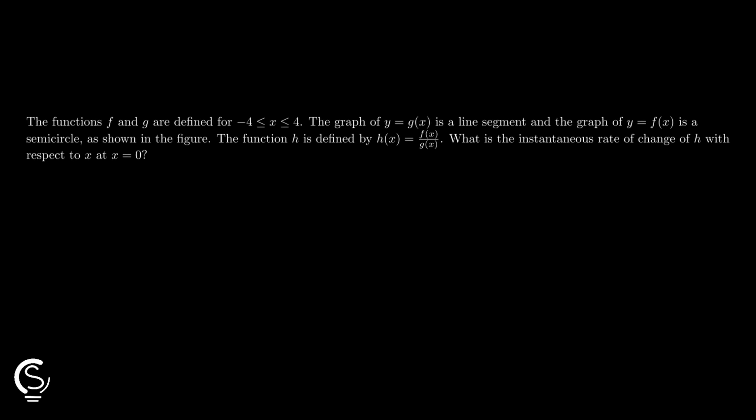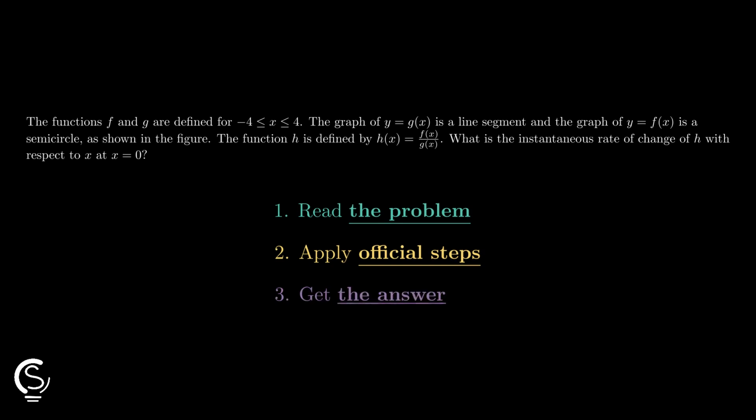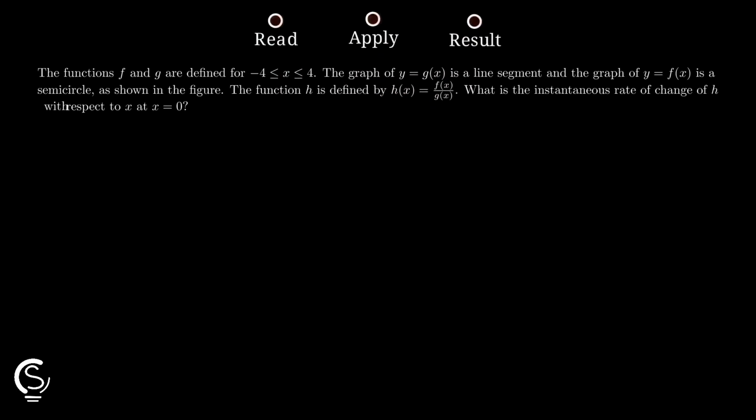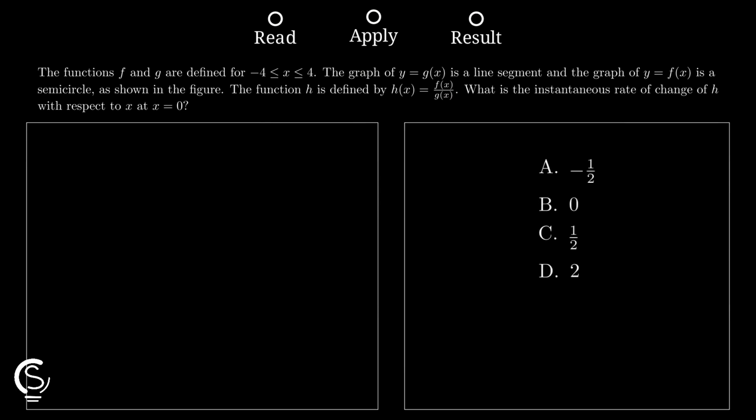Let's go! Finding the instantaneous rate of change for this quotient function is fast using the right rule. Let's solve this problem together now. First, use the quotient rule to find the derivative of h at 0. Multiply the bottom by the top's derivative, then subtract the top times the bottom's derivative.